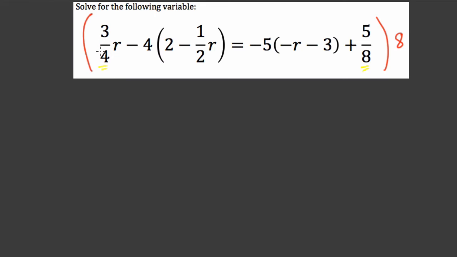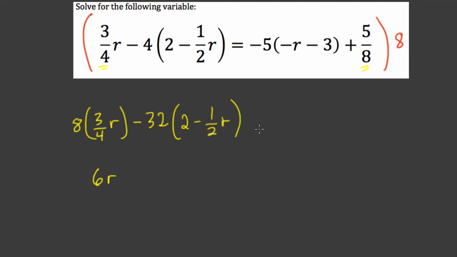Well, the first term is 3/4 r. So really what we have here, we're multiplying everything by 8. We have 3/4 times 8 times r. And what's that? Well, 8 times 3 is 24, over 4 is 6. So we have 6r. The next term we have is minus 4, so it's going to be 4 times 8, and that's 32. We don't have to also multiply the numbers inside the parentheses because they're already going to be multiplied by this 4. So you don't have to repeat that process.